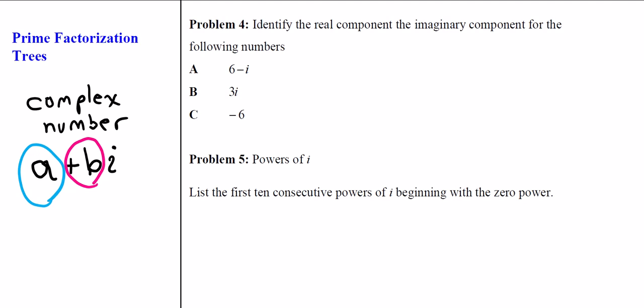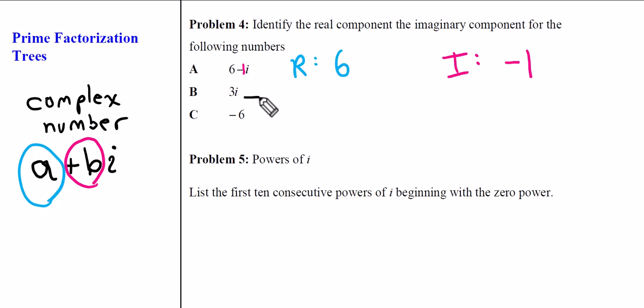So looking at problem 4, the real part is going to be 6. The imaginary part is going to be a -1. Why is there a 1? Well, there's no number in front of the i, and it's not 0. Okay? There's a 1 right here. It's not a 1 because of the i. Remember, i by definition is square root of -1.